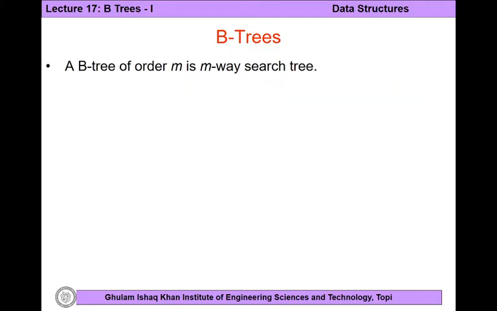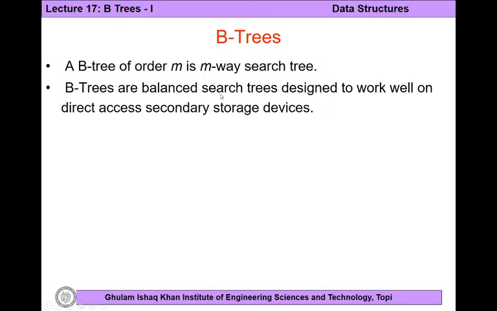Okay, let me read it out so that I may not miss any point. A B tree of order m is an m-way search tree. Like a binary search tree is a two-way search tree, a B tree of order m is an m-way search tree. B trees are balanced search trees designed to work well on direct access secondary storage devices.